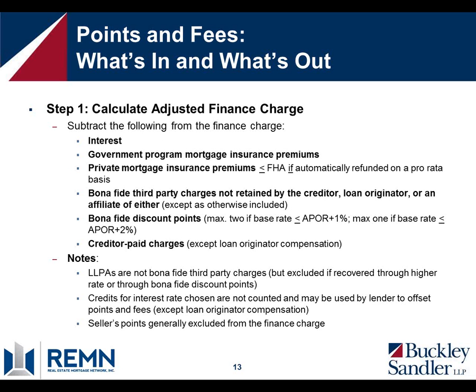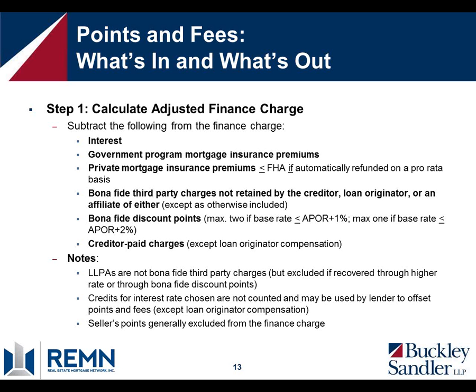The first step is starting with the finance charge, which is something that's calculated today. The Bureau announced just 2 weeks ago that it is not moving forward at this time with its proposal to add additional items to the finance charge. So the finance charge is what it is. It's not going to change, and you can continue to calculate that the way you do today. So you start with that, and then you subtract certain items. You subtract interest. You subtract government program mortgage insurance premiums.